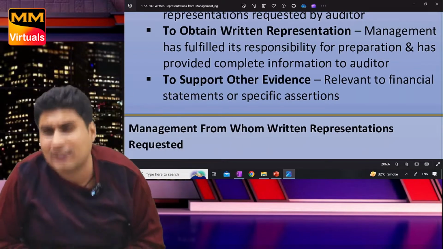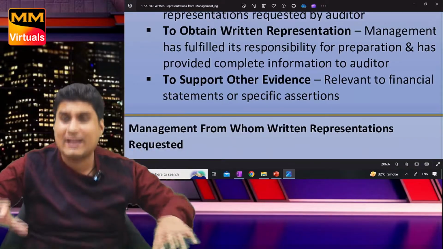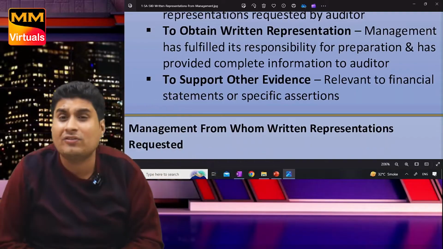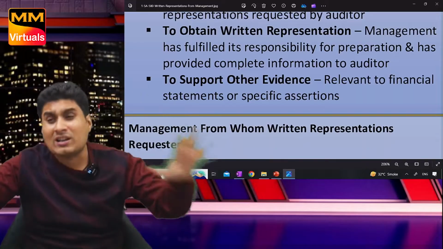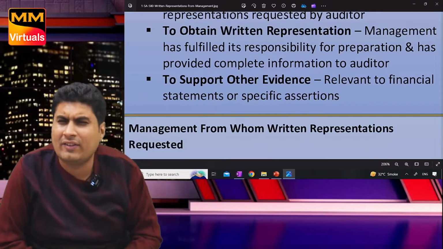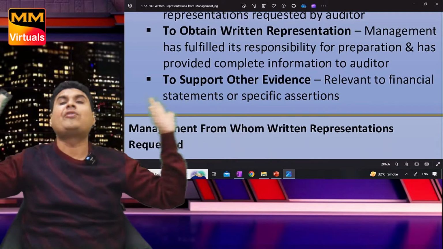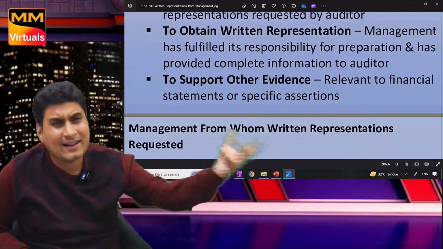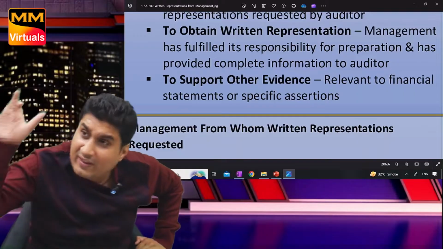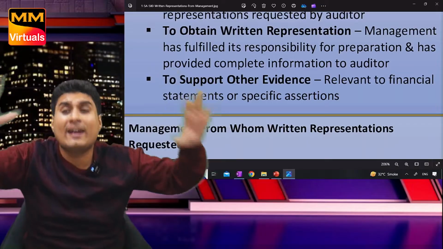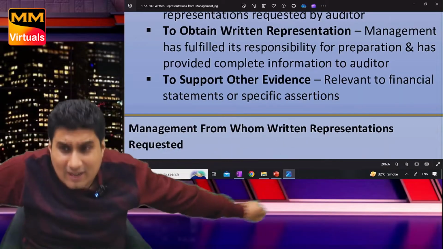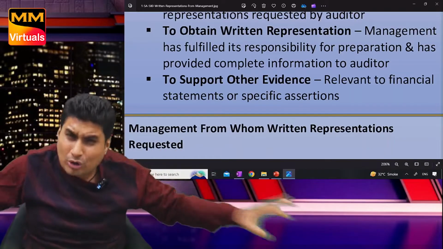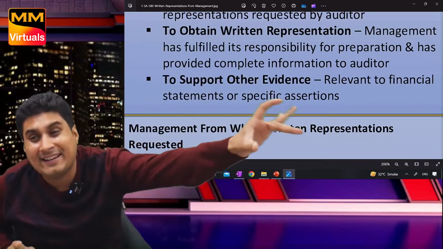Third, to support other evidence relevant to the financial statements or specific assertions in the financial statements. Let's take an example relevant to financial statements: all accounting standards are followed. You have given written representation. It's related to financial statements. Specific assertion means, for example, related parties are complete. There is nothing hidden in related parties. All related parties are shown properly. Related party completeness. I got comfort.